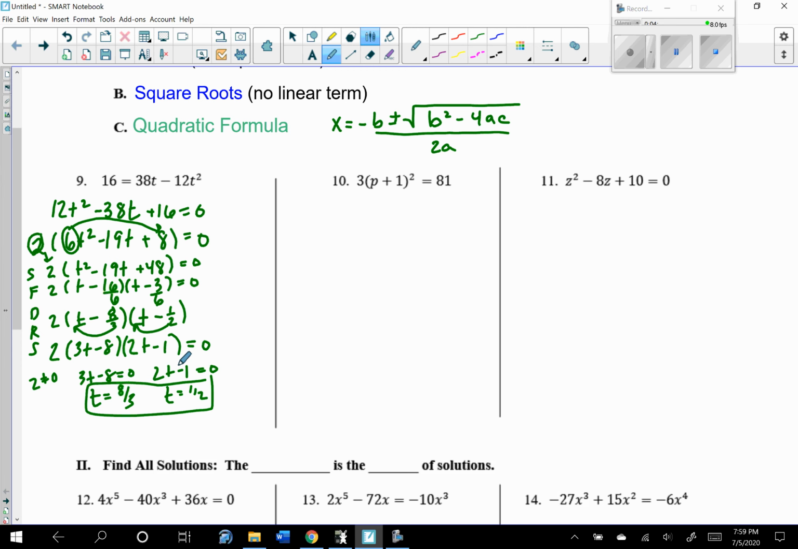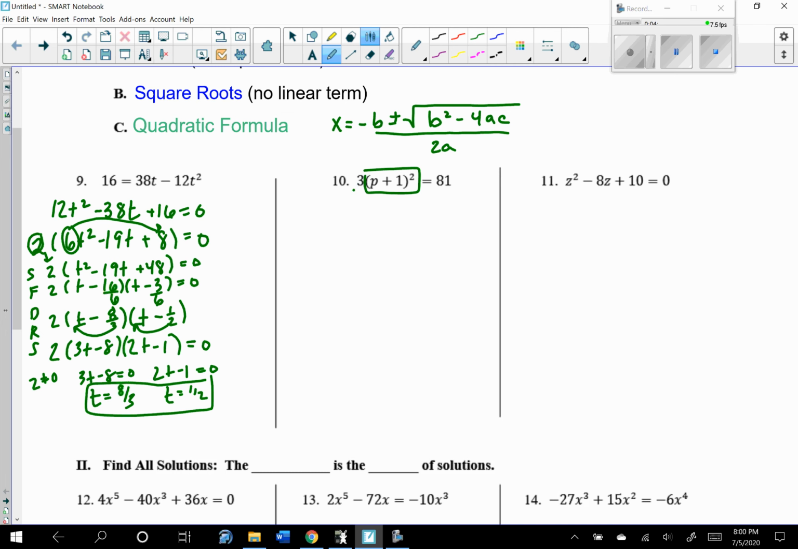Looking at the next one that we have, again, this is a quadratic equation. And for this quadratic equation, I would notice that because it's a binomial squared, probably the easiest way to solve this would be to use square roots. So the first thing I would do is get this portion by itself using PEMDAS backwards. So we want to get rid of anything added or subtracted to the exponential portion, and then multiplied or divided.